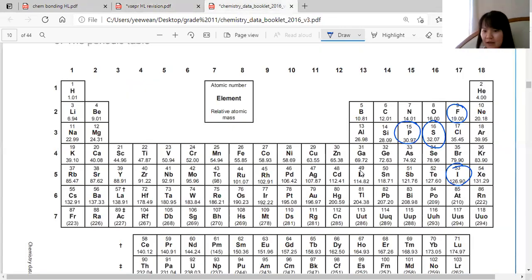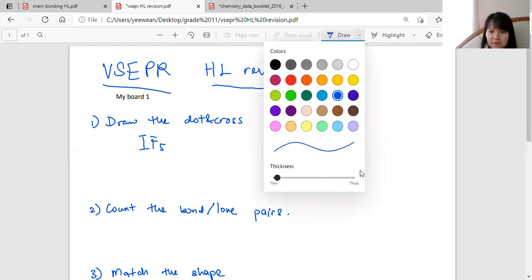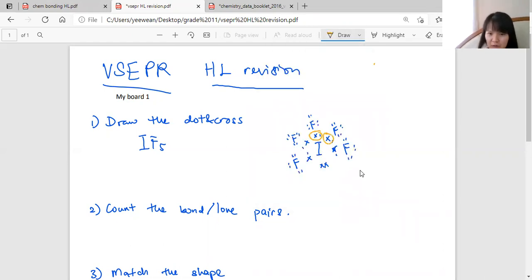Okay, and fluorine has 7 outermost electrons. So 1, 2, 3, 4, 5, 6, 7. Remember, I insist that we draw every single electron in the fluorine so that we don't forget during exams. Okay, so now we can count the bond pairs and lone pairs. There's 1, 2, 3, 4, 5 bonded pairs and 1 lone pair. Okay, let's go to the table and revise that.